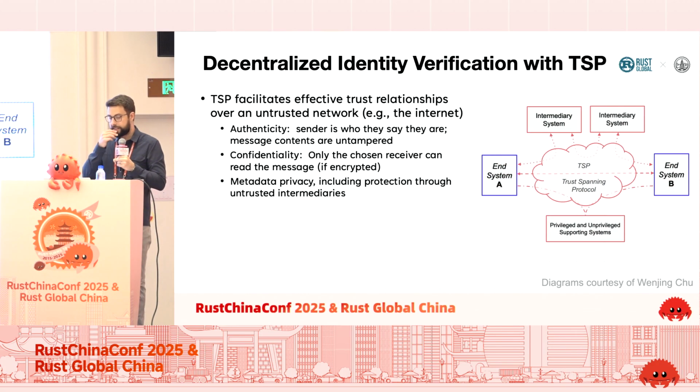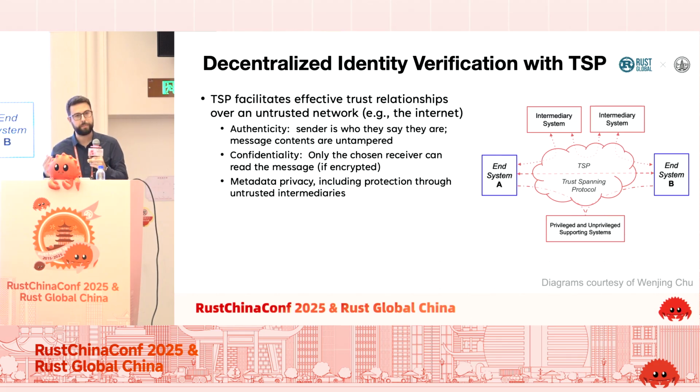Basically, it allows you to have trust relationships over an untrusted network, think the internet or something like that, where the underlying protocol, the spec, provides things like authenticity for a message. Basically, the sender of the message is indeed who they say they are. You verified that. And the contents of the message have not been tampered with. Confidentiality, right, which is in a similar vein: if you have chosen to encrypt the message, only the intended receiver can actually decrypt and view that message.